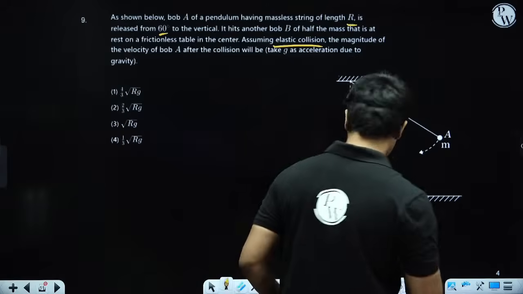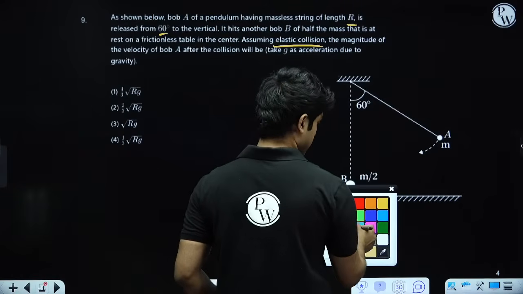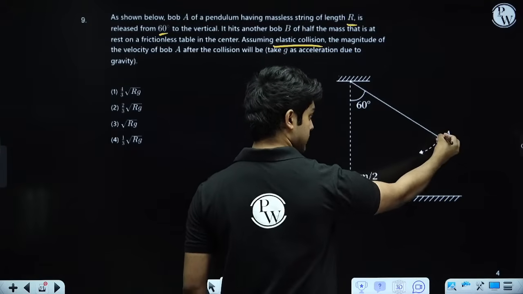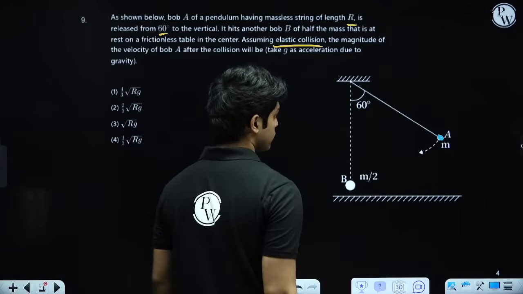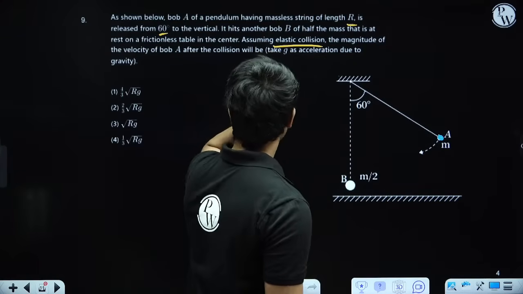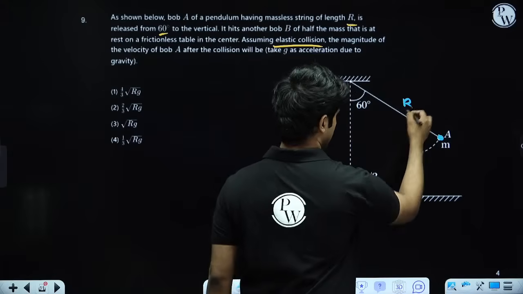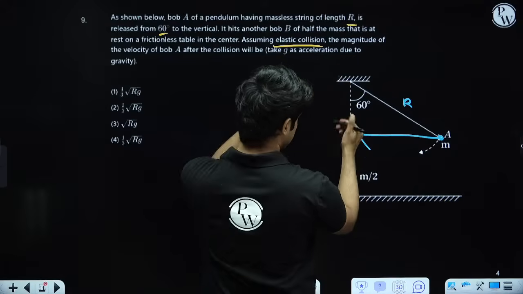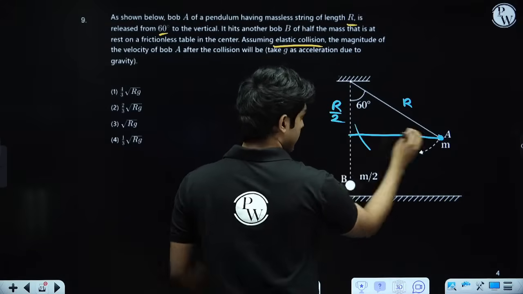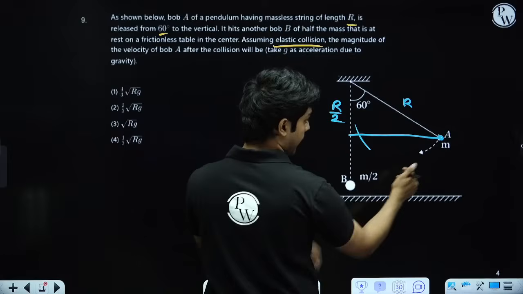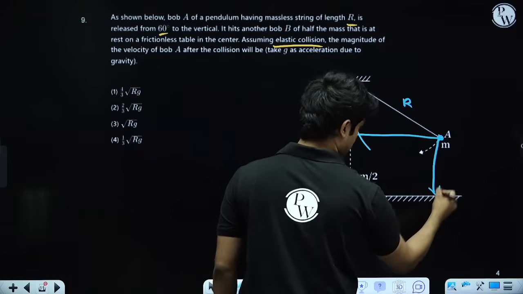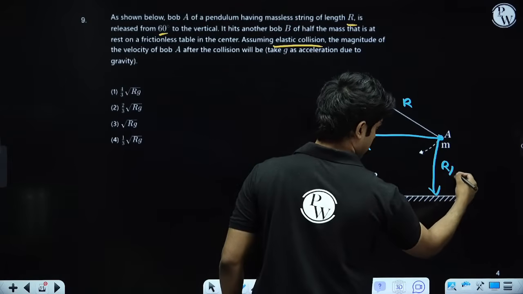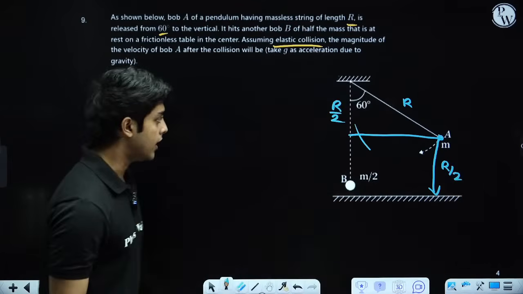So let's begin. First, before getting into the collision idea, we have to calculate the velocity of this mass m when it reaches the bottommost position. So this is length r, so we can easily find out the height from the top, right? So this will be r cos theta, r by 2. So when the bob reaches the ground, what is the drop in height? It will be r minus r by 2, which is r by 2. So ball A falls down by r by 2.